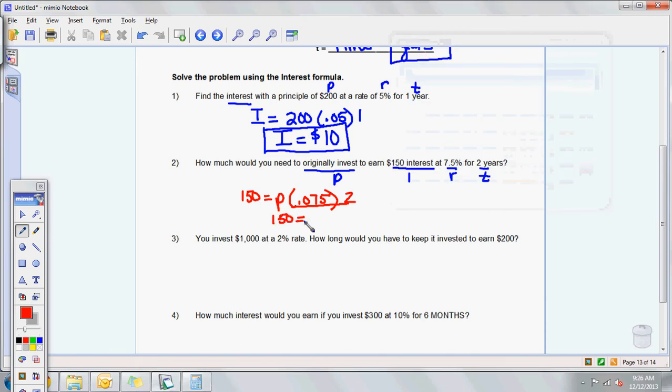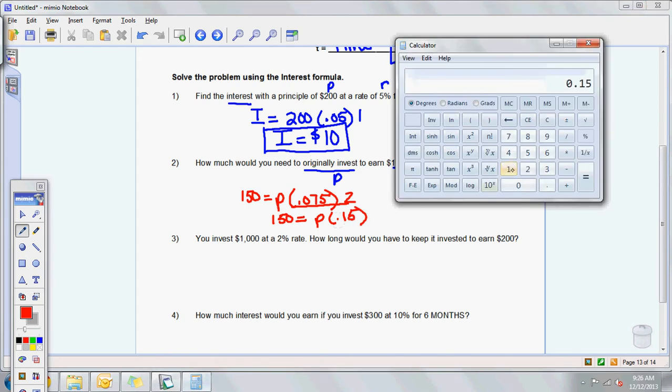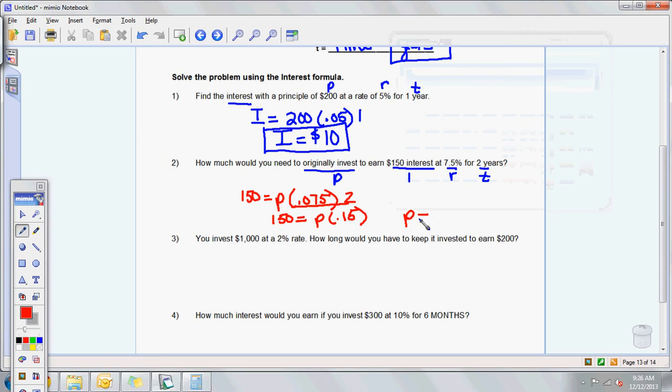So I have 150 equals P times 0.15. So to get P by itself, we're going to divide both sides by 0.15. So 150 divided by 0.15 is going to give us $1,000. So what that means is you're going to have to put $1,000 in the bank if you want to make $150 in interest. So quite a bit more than our first example. All right.